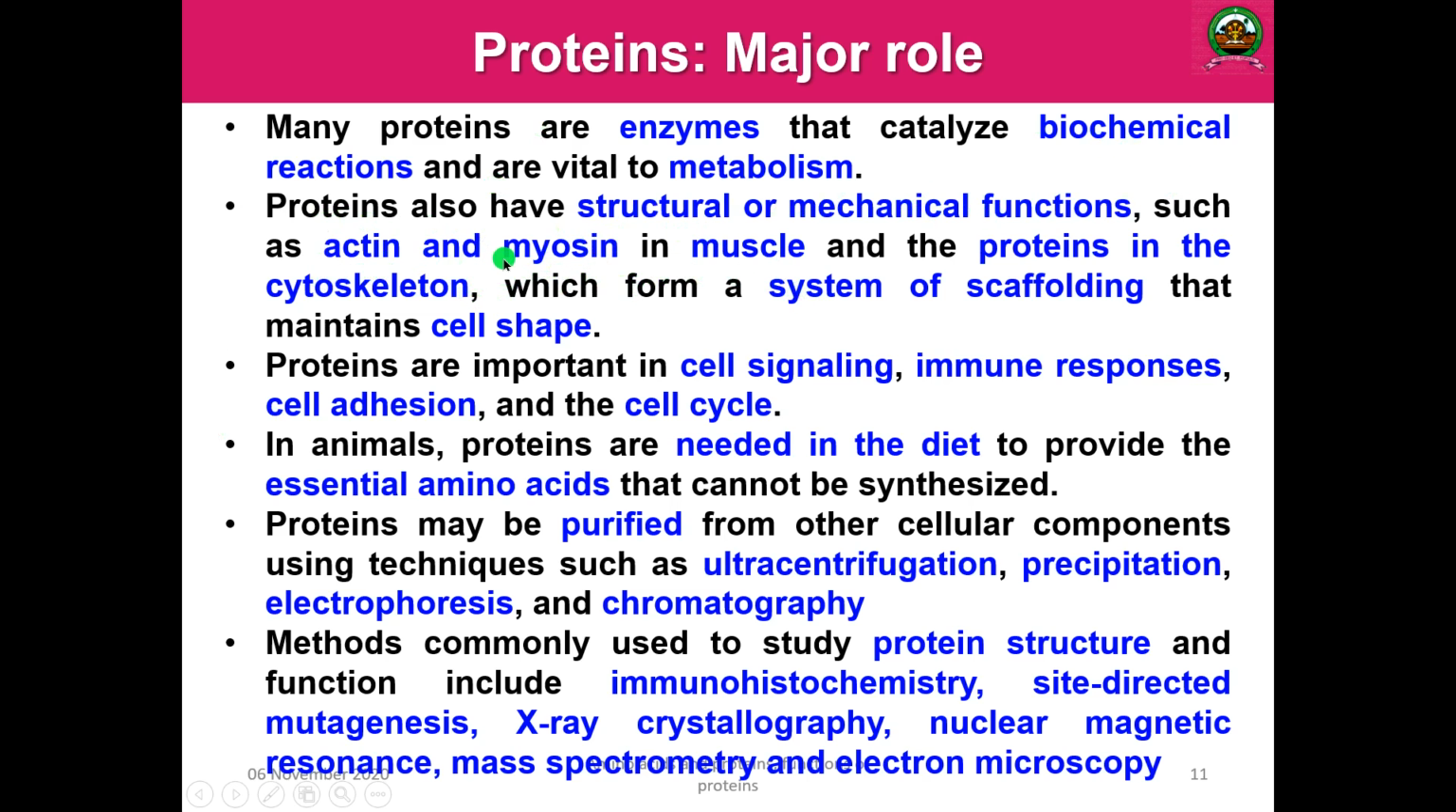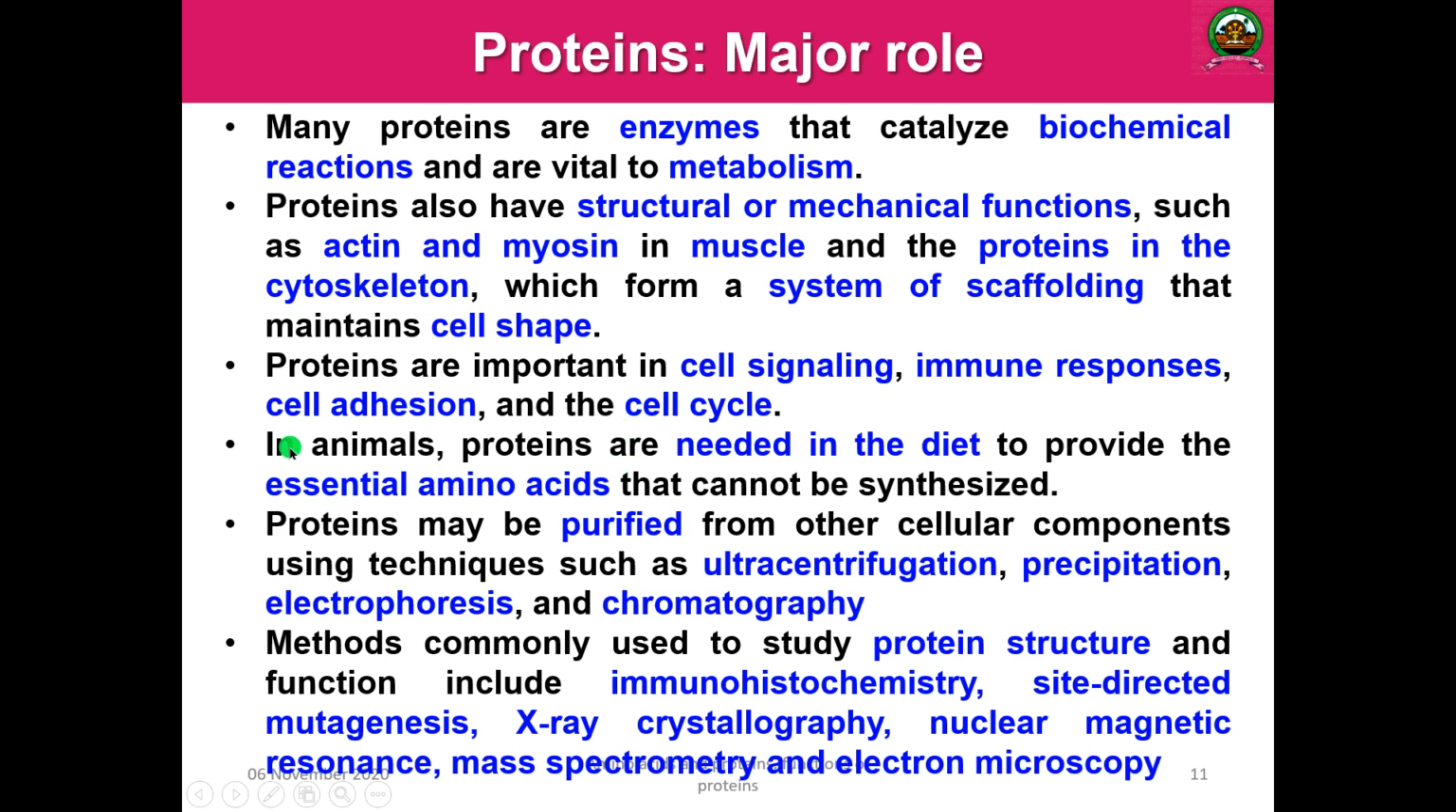As you can see, actin and myosin are present in the muscle, and in the cytoskeleton, you know that microtubules are present, and they form a scaffolding system that gives the cell its shape. Proteins provide cell shape, integrity and rigidity to the organism. And proteins are important in cell signaling, the passage of the signal, immune response, adhesion of the cell, cell communication and the cell cycle.